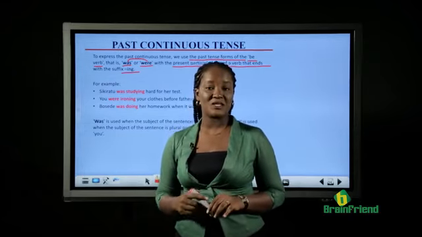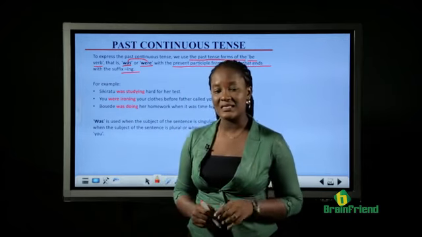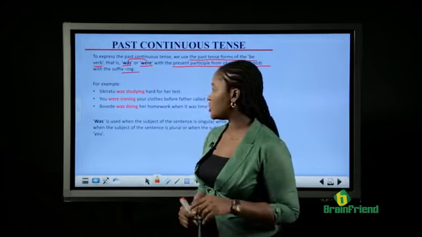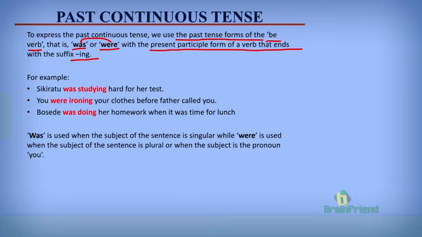And we do know that the present participle form of the verb usually ends in the suffix ing. For example, Sikiratu was studying hard for her test. Here we find the past tense form of the be verb was, and we also find the present participle form of the verb study, which is studying, as we can see ing here. You were ironing your clothes before father called you. Here we find also the past tense form of the be verb and the present participle form of the verb iron, which is ironing.